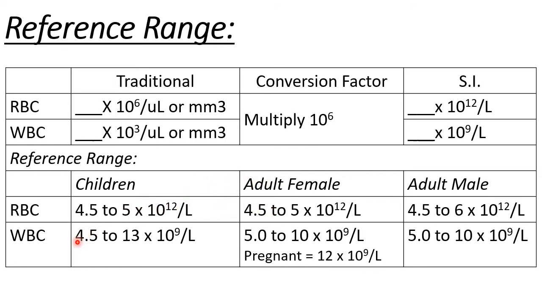Sa WBC naman, pinakamarami sa mga bata, lalong-lalo na sa mga newborns, no? And then sa adult female, actually dalawa ang normal value. Ay depende kung pregnant yung patient. Pag pregnant, mas mataas yung cut-off natin sa kanila dahil meron tayong physiologic leukocytosis pagdating sa pregnant women. Okay?